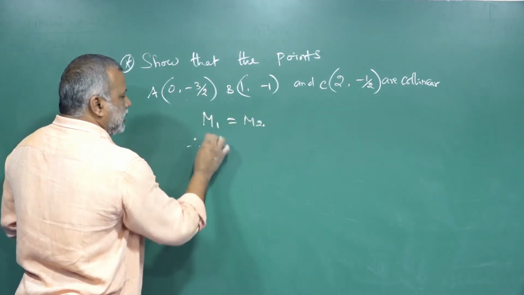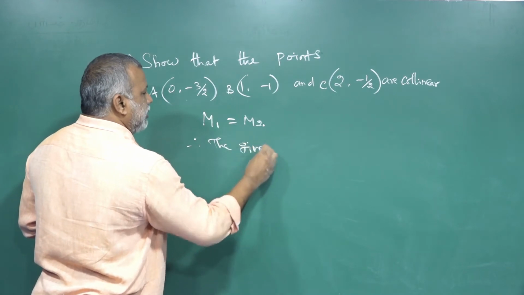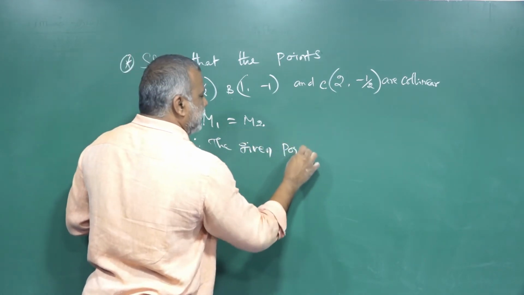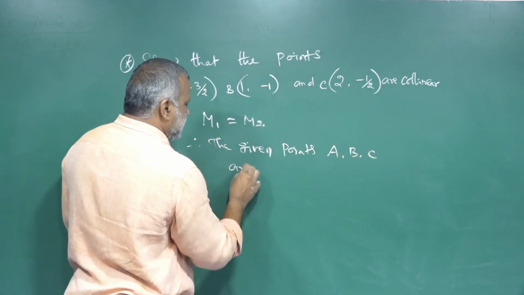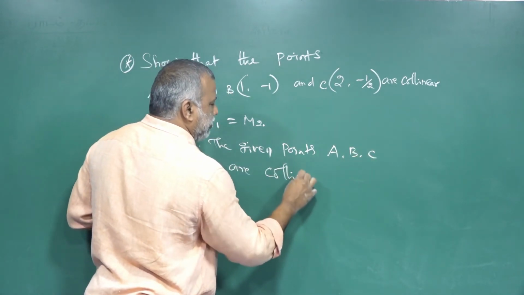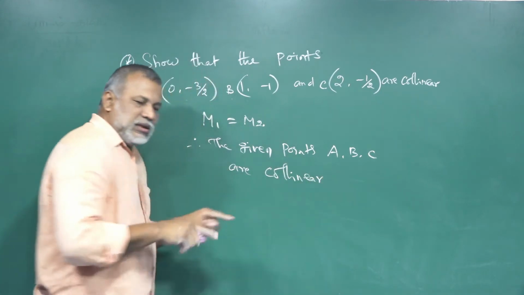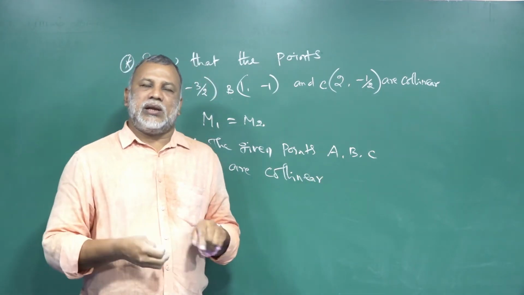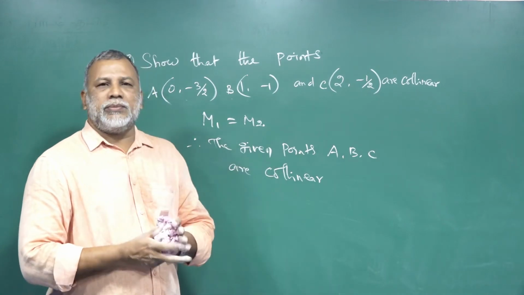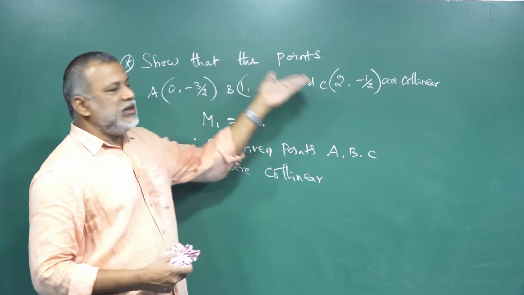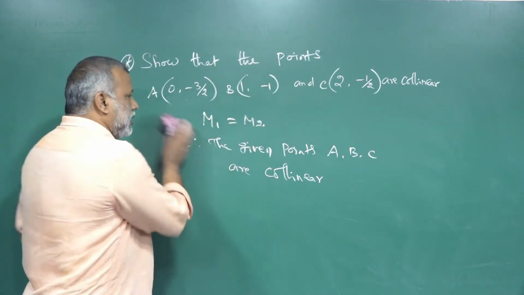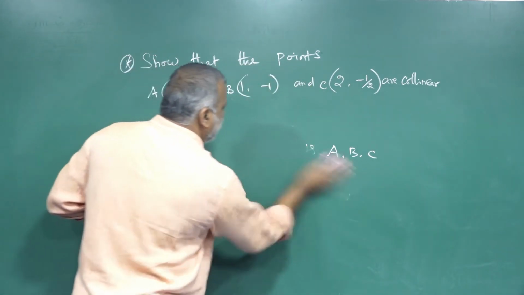Therefore, the given three points, what are the given three points? Given points A, B, C are collinear. The meaning of collinear is the three points lie in the same straight line. This is said to be collinear. So students may be asked like this, why sir we are using A and C? You can try yourself. See here, that is also same answer will be produced.